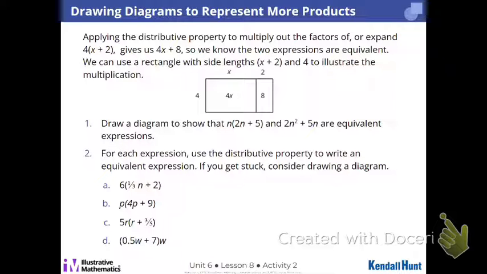So, Livia's going to show us 6 times 1/3 n plus 2. No diagram this time, just distribution. Oh, wait, it's on the eraser. Yep, right there. Good job, Livia. We got 2n plus 12. That works. Who's got B?